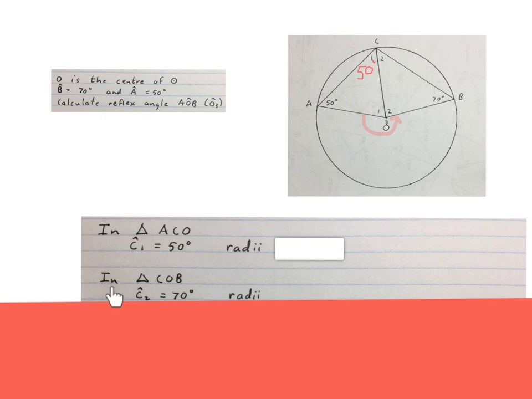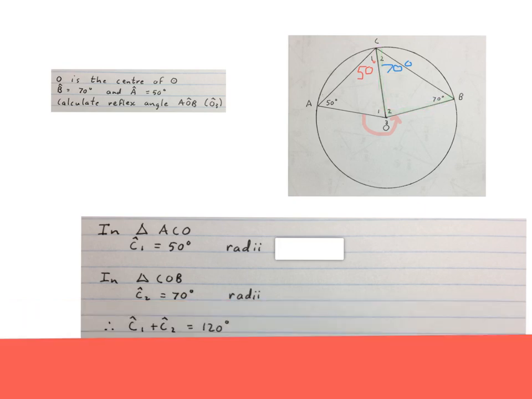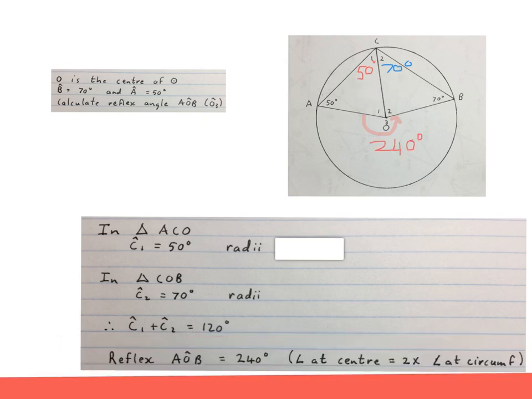Then you can write in triangle COB, angle C2 is 70 degrees, also because of the radii. So in that triangle, that angle will be 70 degrees because it's lying opposite equal radii. So that is 70 and that is 70 degrees. Then we can write angle C1 plus angle C2 is 120 degrees, if you add those two numbers. Then we can write reflex angle AOB is equal to 240 degrees. Angle at center is 2 times angle at circumference. The angle over there is twice as big as the angle over there. Please stop the video and get your brain around this one.